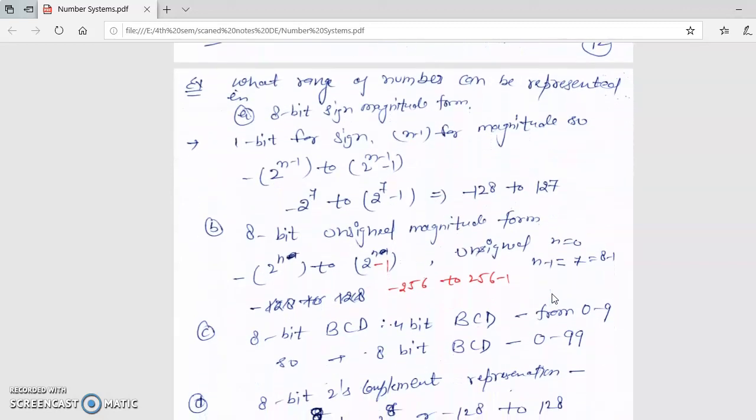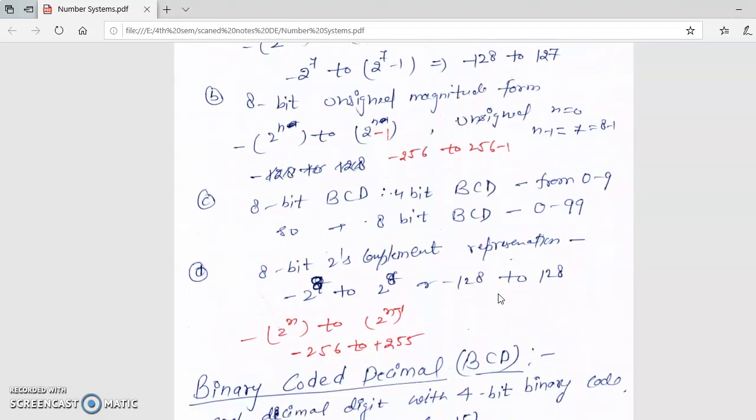Next in the series, 8 bit unsigned magnitude form. In unsigned form all n bits are used for magnitude, not for a sign bit. So the range is 0 to 2 to the power n minus 1, which means for 8 bits, 0 to 255. In this series, next is the 8 bit BCD number.